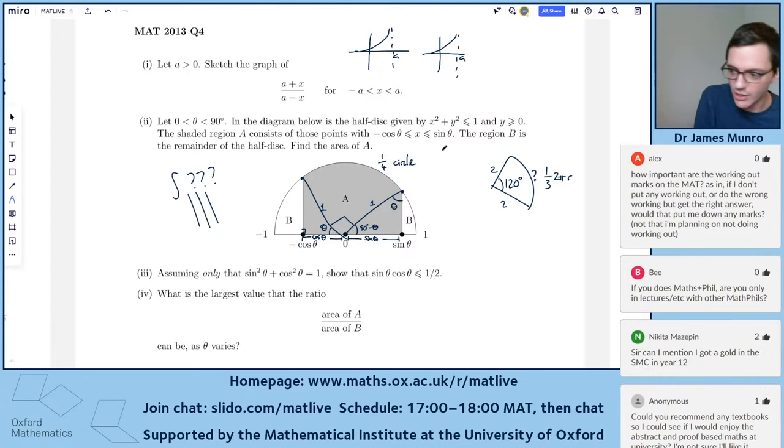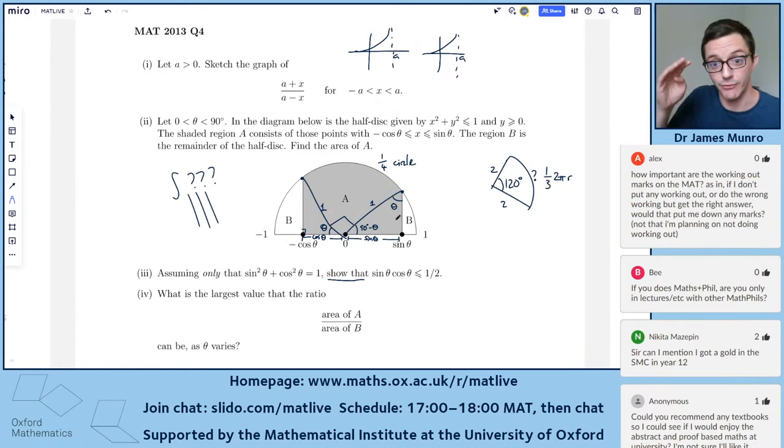Working out marks are important when you're asked to do things like show that. So over here, show that this. Your working out there is kind of the proof or the demonstration of why it's true. That's important.